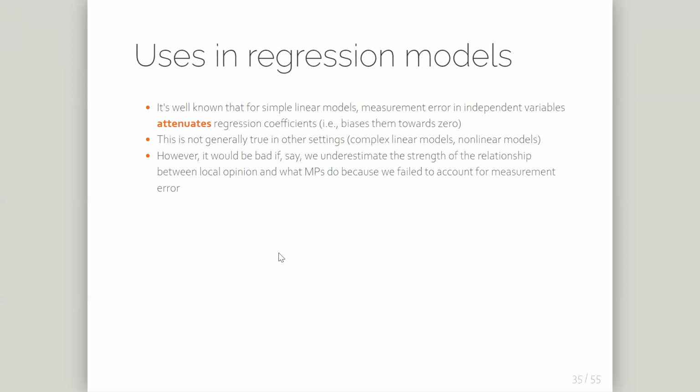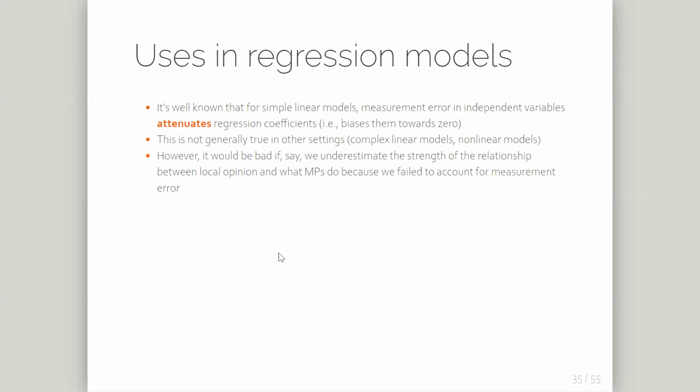If you're not primarily interested in description, but you're using these as correlates in a regression model, then you do want to pay attention to the imprecision of your estimates. It's well known that if you have a linear model, then measurement error in your predictors is going to bias your coefficients towards 0.